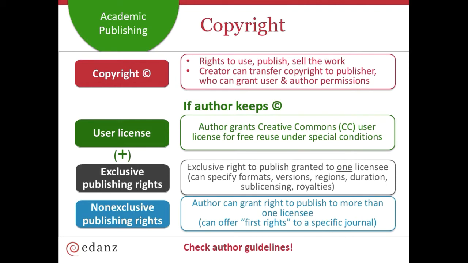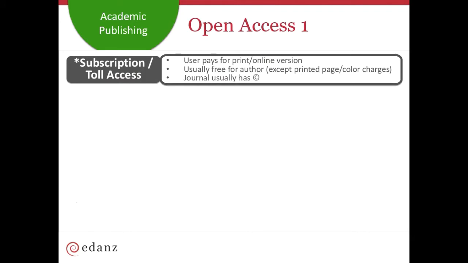Now, it's important to understand different publishing models. Print or online journals may be subscription or toll access, meaning that the reader pays a subscription or pay-per-view fee, or an institution pays an institutional site license to access a journal or publisher platform. The author may only have to pay page or color charges, and the journal usually owns the copyright.